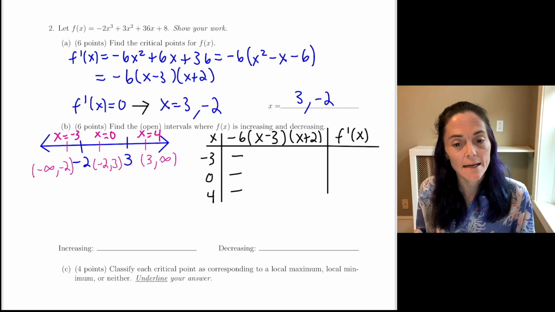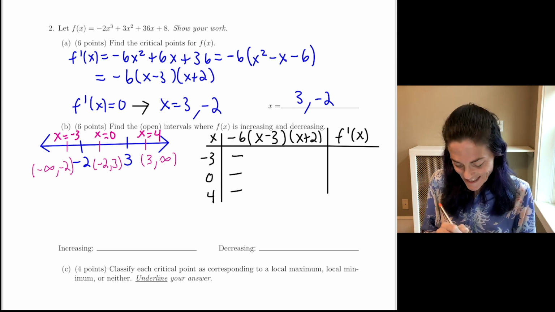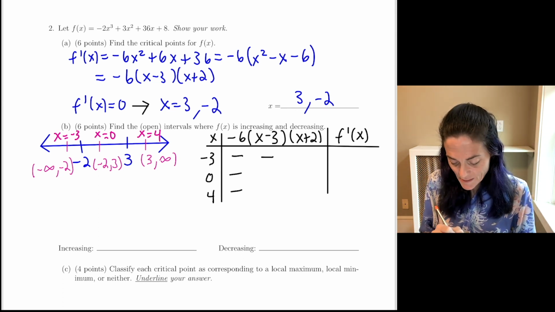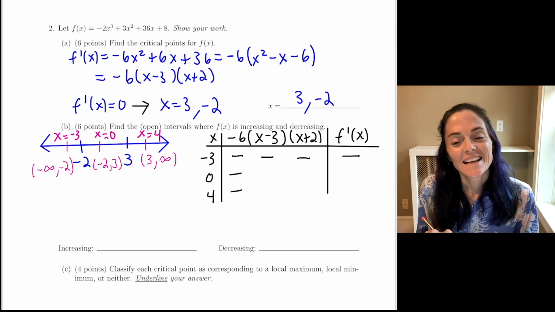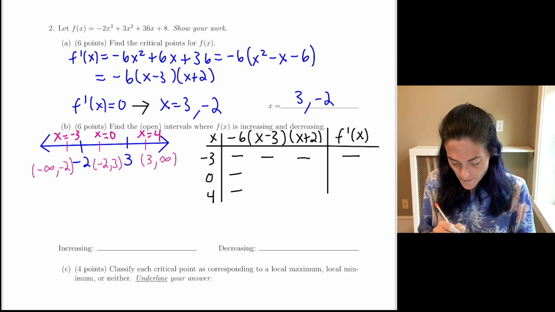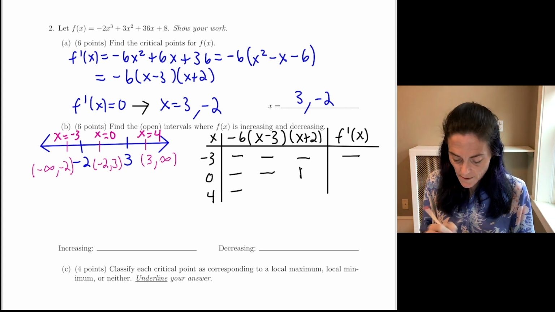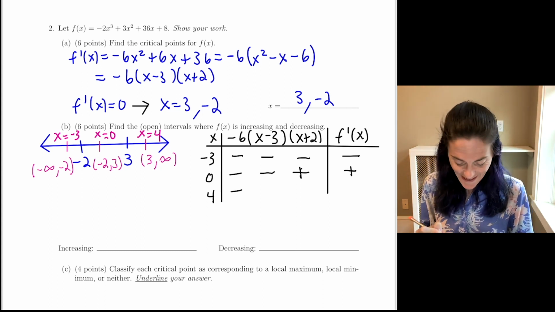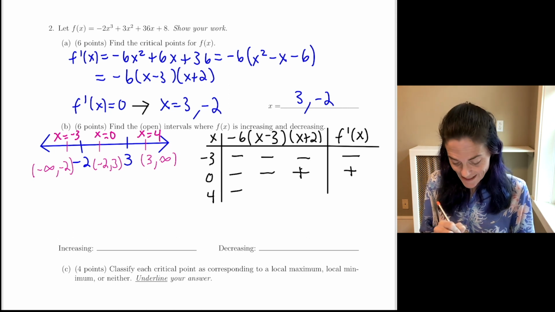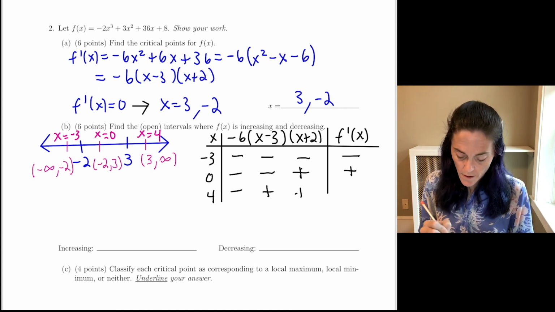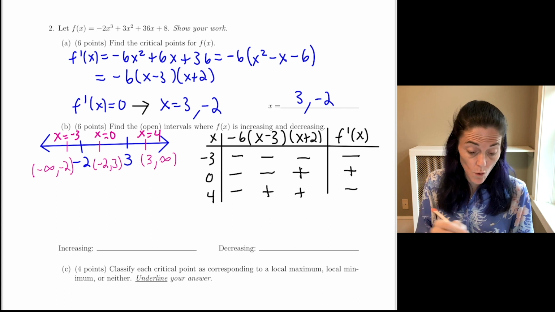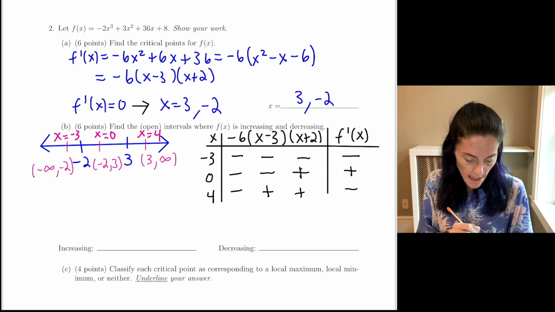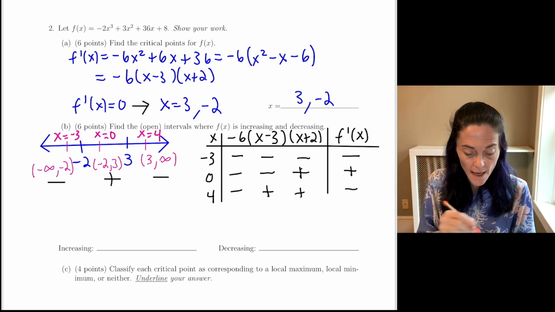I'll go ahead and just write that. Now, minus 3 is negative. Minus 3 plus 2 is negative. 3 negatives makes a negative. 0 minus 3 is negative. 0 plus 2 is positive. 2 negatives makes a plus. 4 minus 3 is positive, and 4 plus 2 is positive. 1 negative makes a negative. So my first derivative goes like this. Minus, plus, minus.